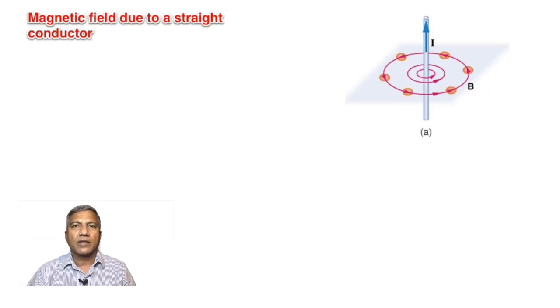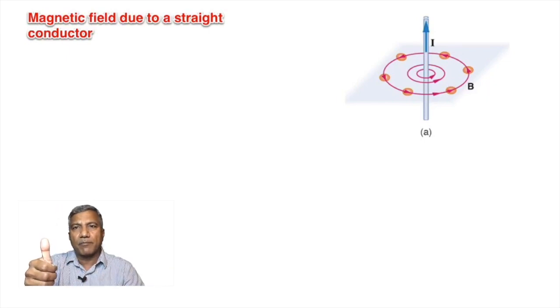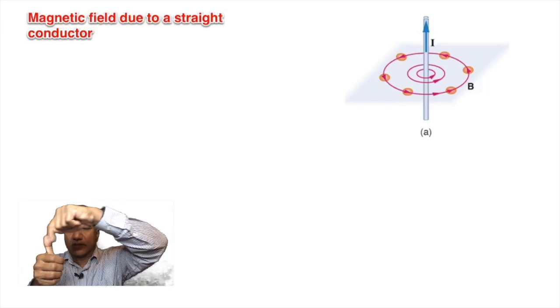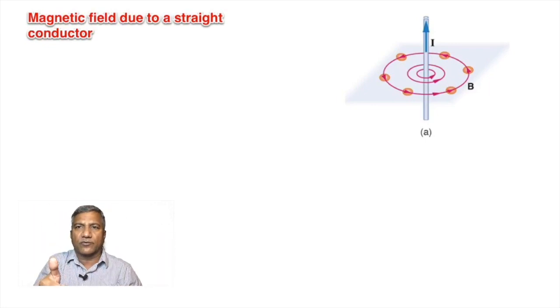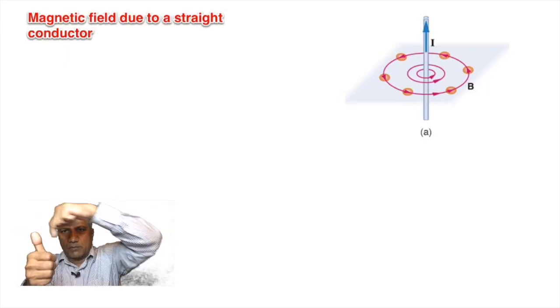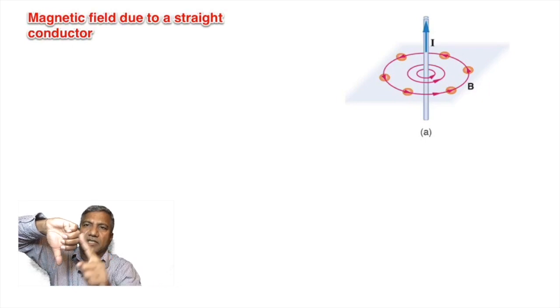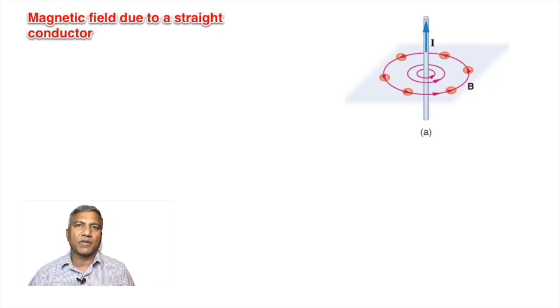That means all the circles have the same center, and the center is going to be on the conductor. You see that? And the direction of the magnetic field can be found using right hand rule number 2, where you hold the conductor in your right hand with the thumb pointing in the direction of current, and then the direction of the closed fingers to the tips will give you the direction of the magnetic field. So if the current is flowing up, the magnetic field is circular in this direction. But if the current is flowing down, then you see that automatically the magnetic field reverses direction. So that's how you find the direction of the magnetic field.